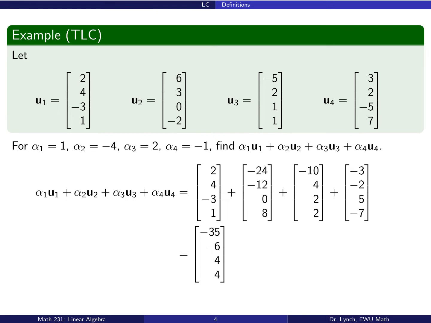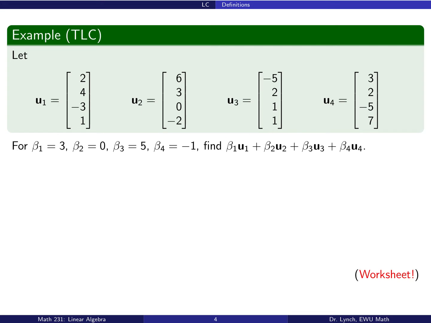Okay, so here's an opportunity for you to have a look at a linear combination on your own. So check out the worksheet. Here I'm asking you to compute beta 1 u1 plus beta 2 u2 plus beta 3 u3 plus beta 4 u4. Okay, here's what you should get. What you should get is negative 22, 21, and 1, I think.